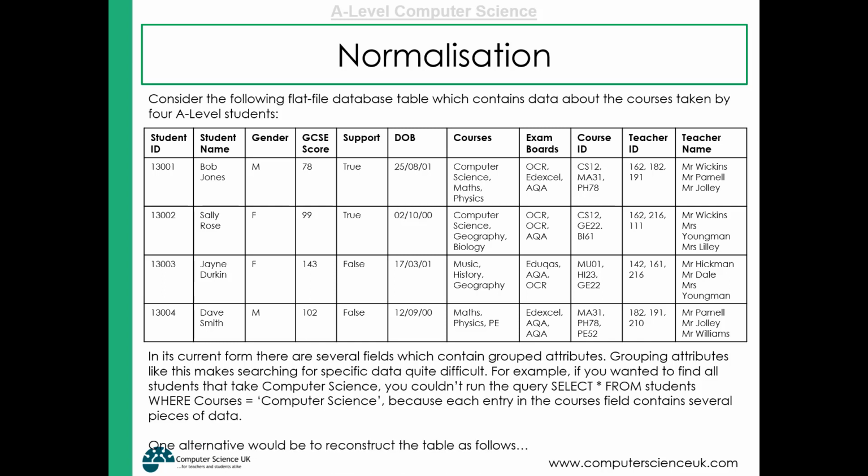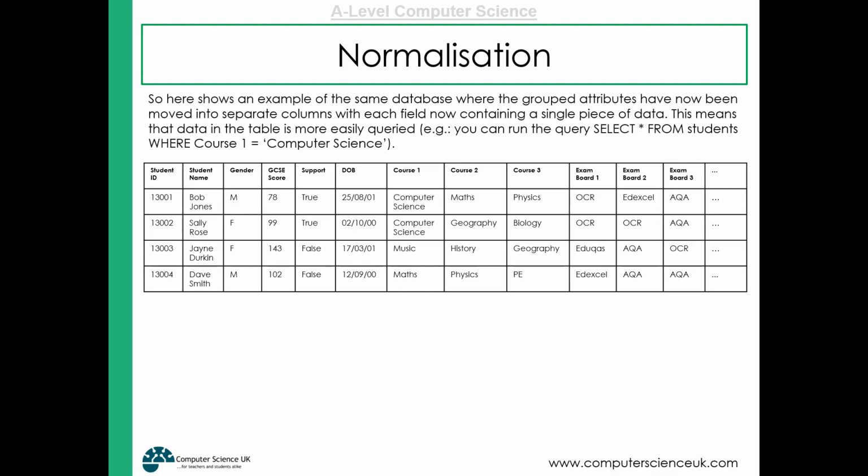So what we could do is reconstruct this table to ensure that we don't have any grouped attributes. You can see here how we have now got each row for each student, but instead of having grouped attributes, we've split the different courses up so that we've got course 1, course 2 and course 3. The same for the exam boards, and if I had space I would have carried that on for teachers as well. So now we could, if we wanted to, do a query to find out whether a student was doing computer science, for example, although we would need to run that in several courses columns.